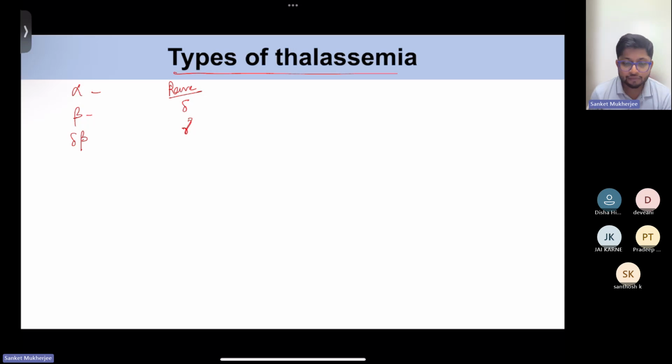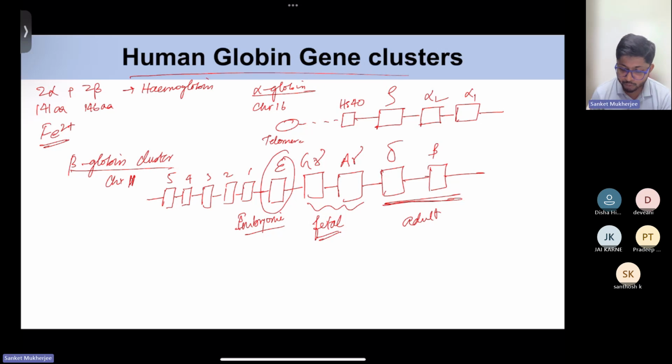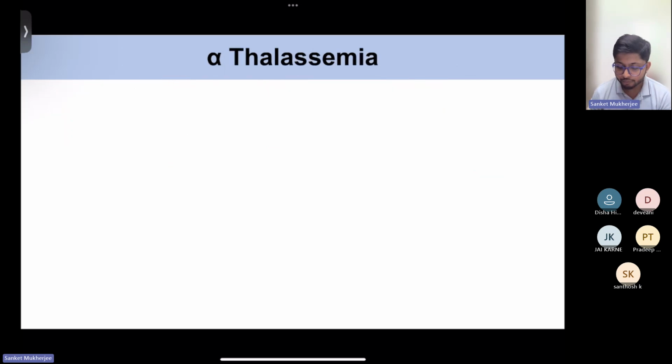If we talk about alpha thalassemia, if you remember, the alpha globin gene cluster was on chromosome 16. There are two copies of alpha on one chromosome, and we are diploid, so there are essentially four copies of the alpha gene in a normal diploid cell. 95% of alpha thalassemia happens due to the deletion of one or more alpha globin genes, with variable length of the alpha globin locus. Now, how does this deletion happen? Deletion happens due to incomplete crossing over during meiosis.